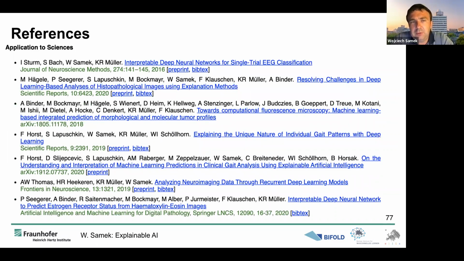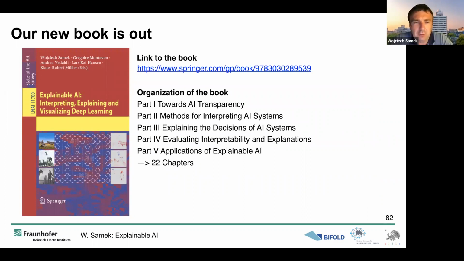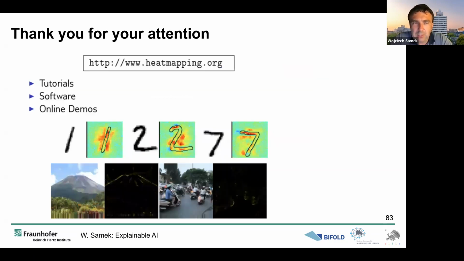I edited the book 2 years ago, and I'm currently editing a follow-up. So here you can find the current state of the art. It's not only about the explanation methods which we're talking about here, but also, beyond that, methods for interpreting AI systems.